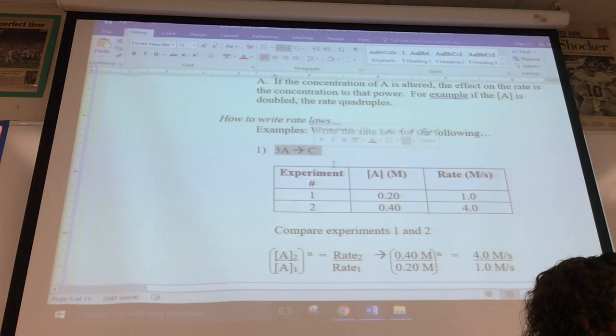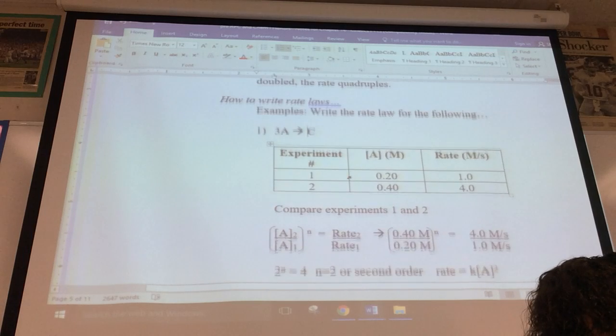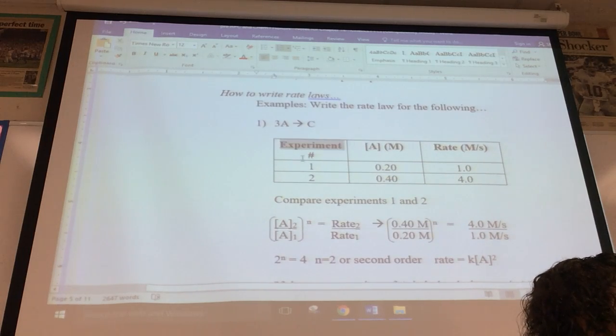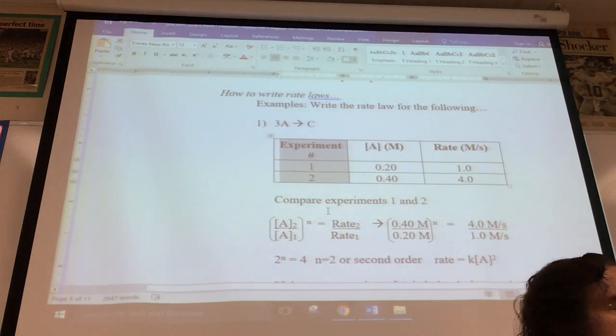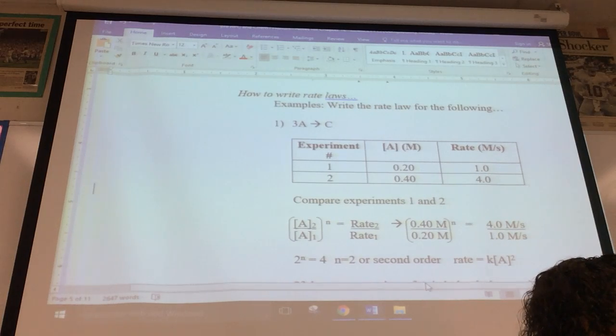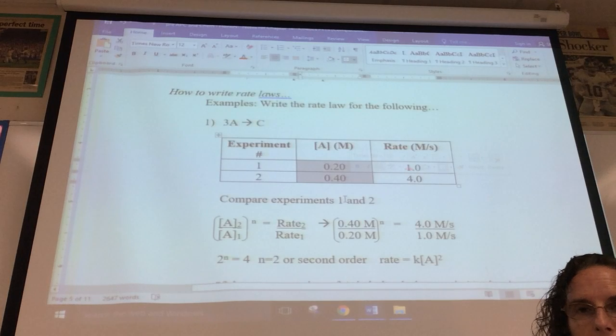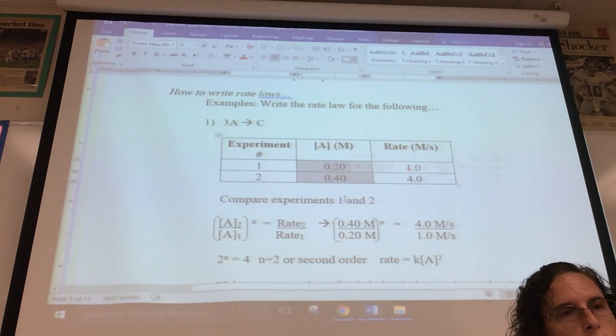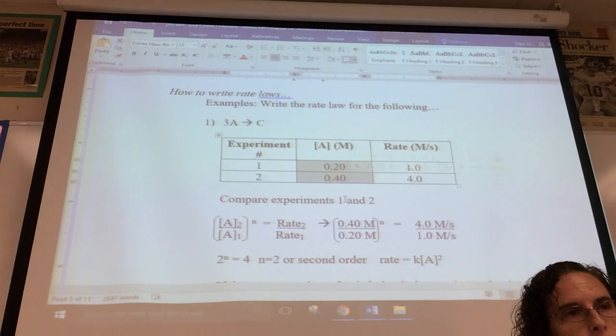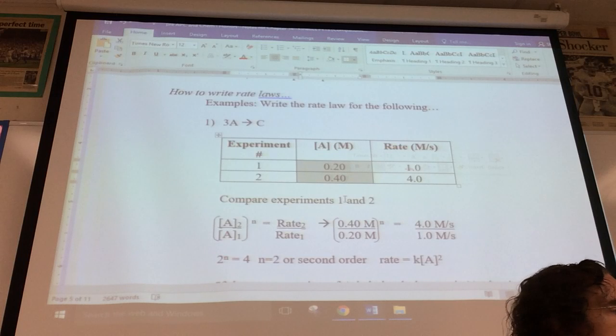You have an equation in which 3 moles of A are converted into 1 mole of C. Reactant is A, product is C. What's shown here are 2 experiments. The concentration of A from experiment 1 to experiment 2 does what? It increases by a factor of? Is it doubled or tripled?